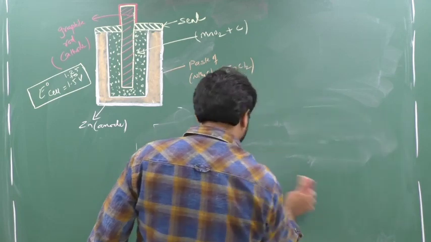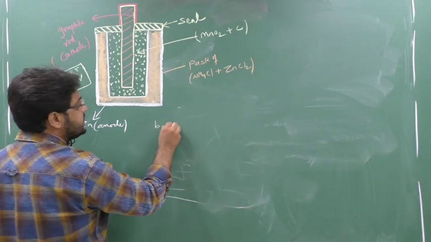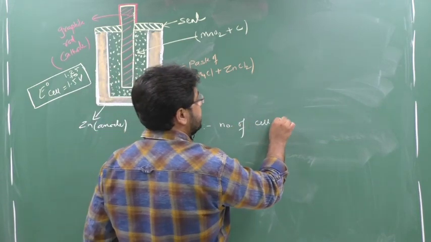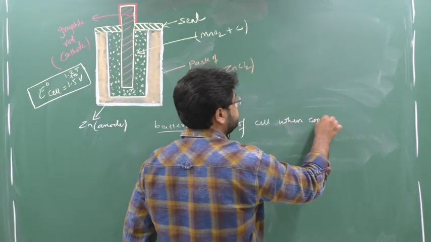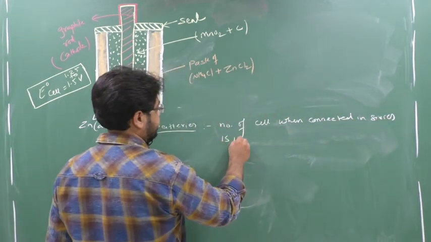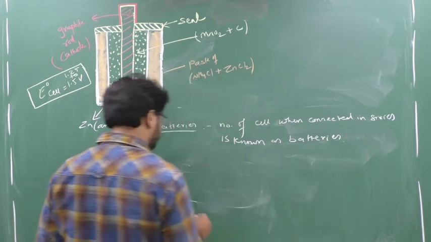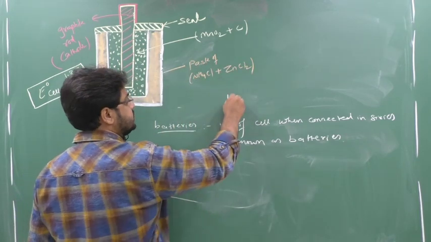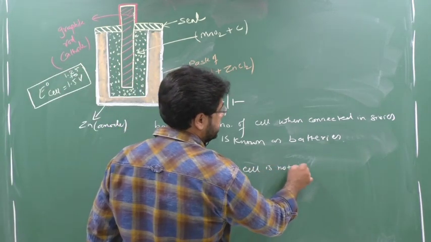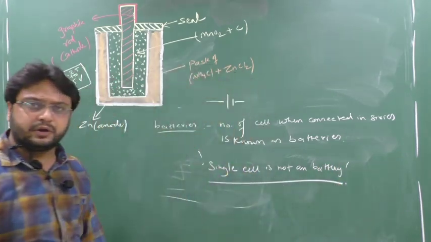Now see, first question comes, what do you mean by battery? Batteries are nothing but a number of cells when connected in series, known as a battery. Clear? Please remember, a single cell, like this example, is known as a single cell. A single cell is not a battery, please remember this. It's a very important point here. A single cell cannot be called a battery.